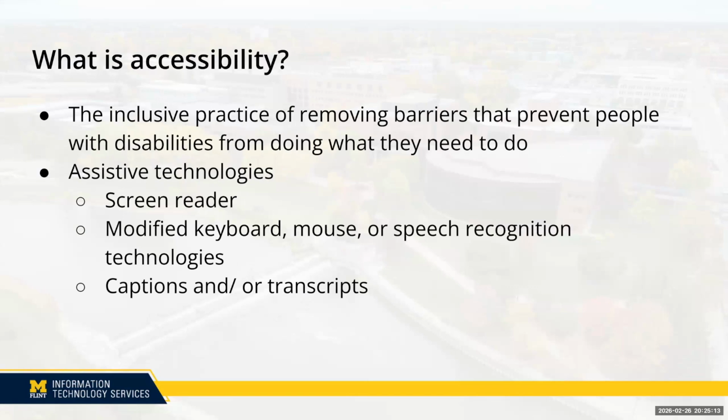But first, what is accessibility? Accessibility is the inclusive and intentional practice of removing barriers that prevent people with disabilities from doing what they need to do. This often involves someone relying on assistive technologies like screen readers, modified keyboards or mice, speech recognition software, and captions or transcripts for audio and video.